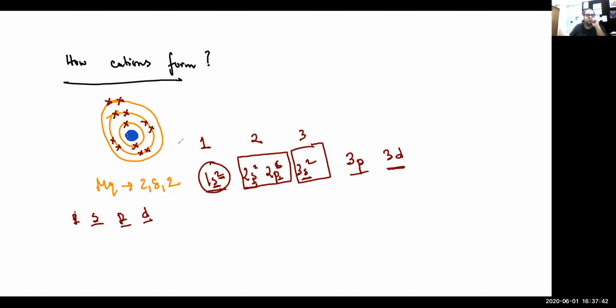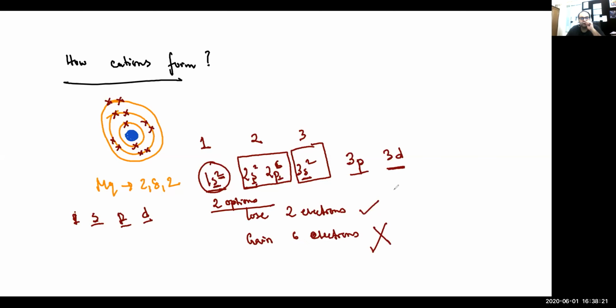But magnesium has just 2. So it has 2. It can either lose 2 electrons or it can gain 6 electrons. They have two options: either they can lose 2 electrons or they can gain 6 electrons. So obviously, gaining 6 is not feasible, so they'll opt for losing 2 electrons.